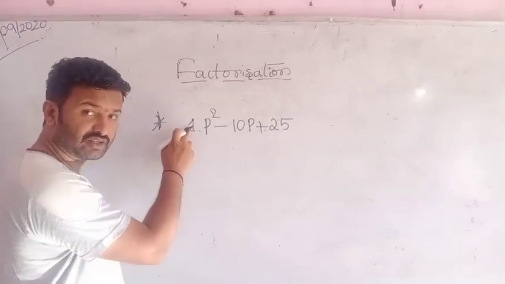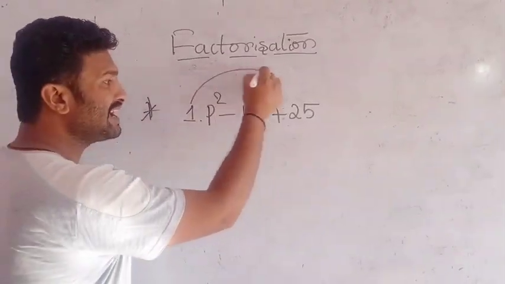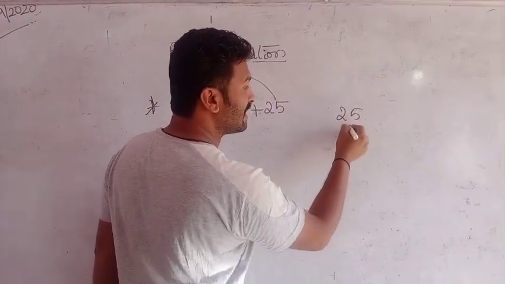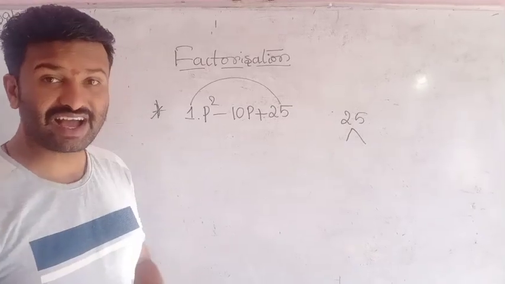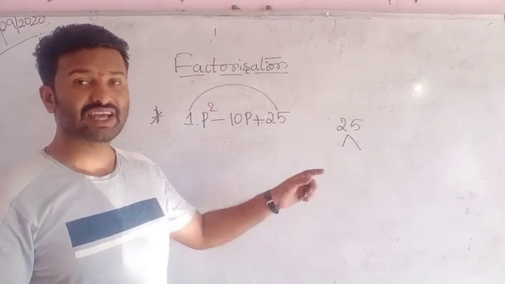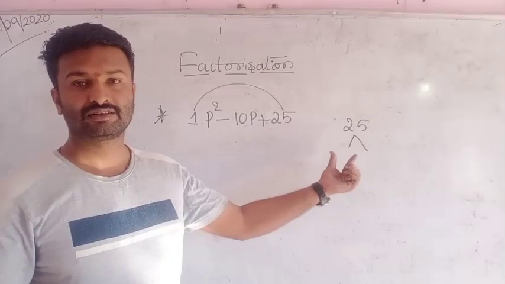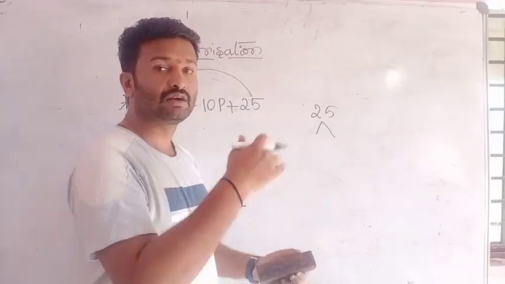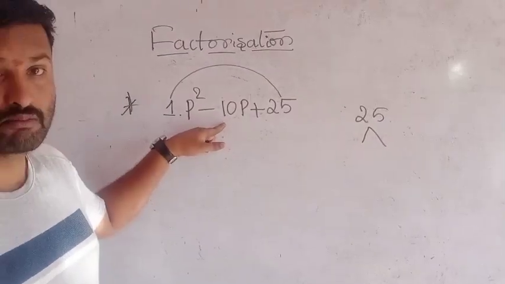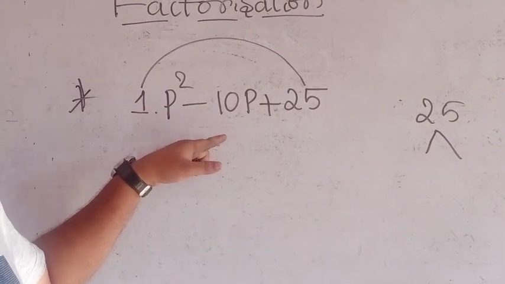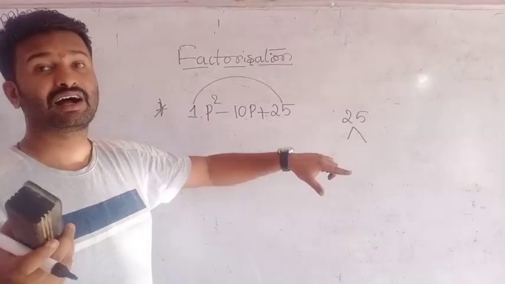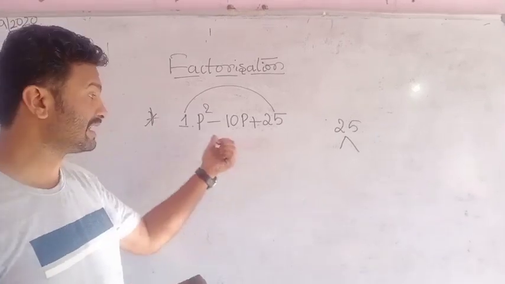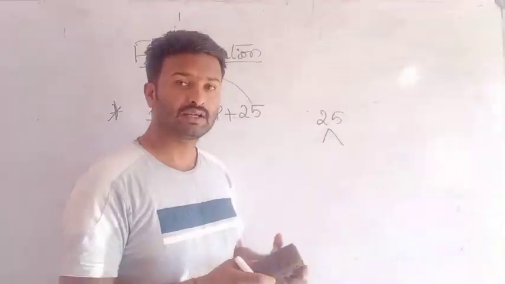And after getting the coefficient of the first term, now multiply by the last term. 1 into 25, 25. Factorize this 25 in such a way that we get minus 10. First we will find the factors of this 25. Minus 10 you have to remember. After getting the factors, we have to add and subtract to get minus 10. Remember.